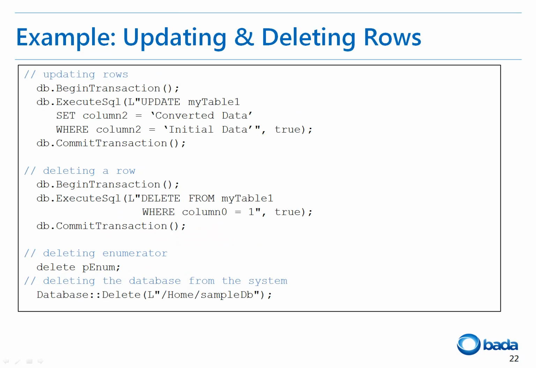This example shows us how to update the database contents. To update the data, start the transaction and execute the SQL command to update the data in the table. This example deletes a row. A SQL command to delete a row from the table has been executed. You can also delete the entire database.